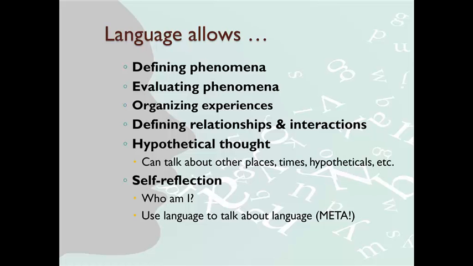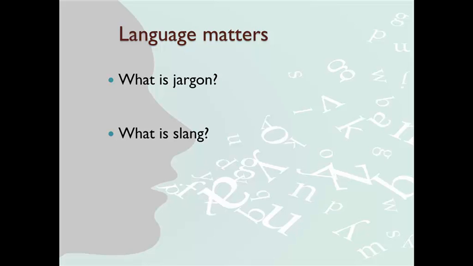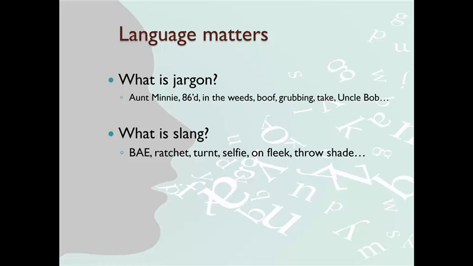So these are the 6 items that you should know. Language allows us to do these things. And language matters in a lot of areas of our life, obviously. And so 2 keywords I want to give you is jargon and slang. So jargon, I have some examples here for you. Aunt Minnie, 86th, in the weeds, boofing, grubbing, take, Uncle Bob. And slang, some examples, bay, ratchet, turnt, selfie, on fleek, throw shade.